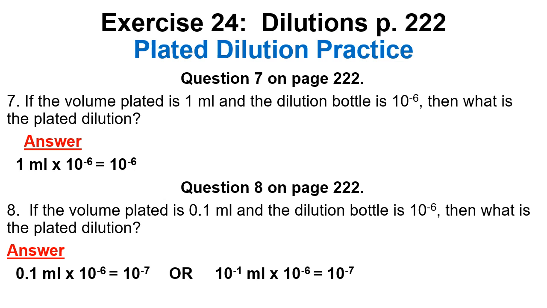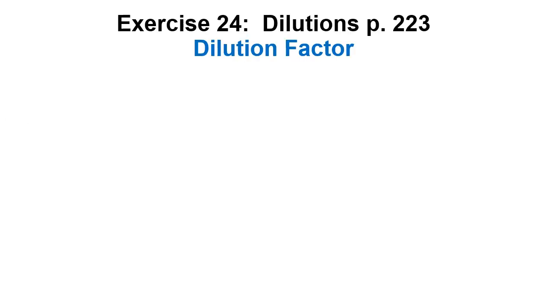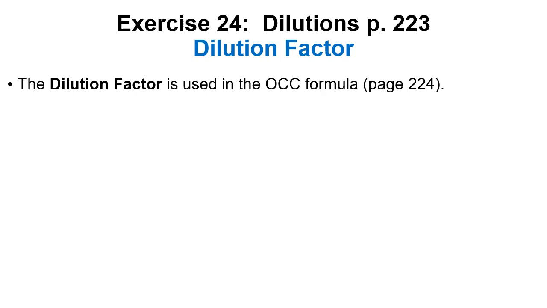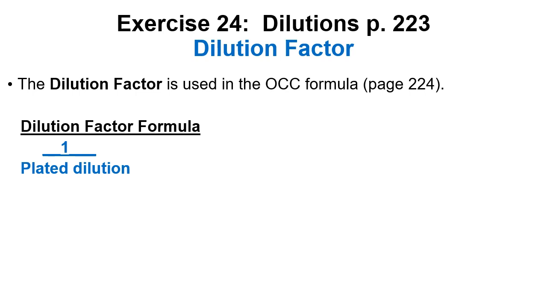So we add exponents. So now that we have plates, we need to actually count the amount on the plate after incubation. We need to look at what's called the dilution factor. So when we did dilutions, that was a fraction of the original. The dilution factor is used to calculate the original cell concentration on the next page. The dilution factor formula is 1 over the plated dilution. So it's the reciprocal or the inverse.